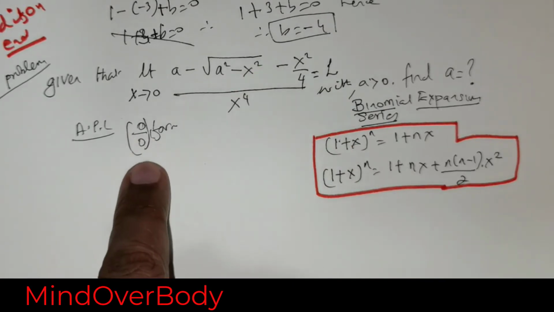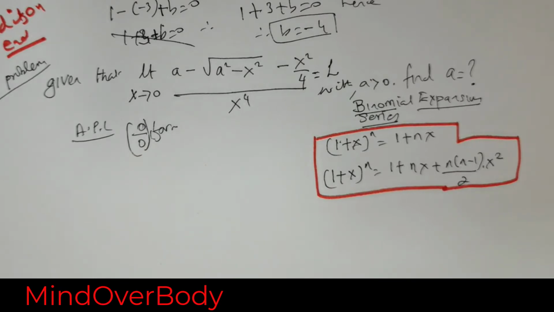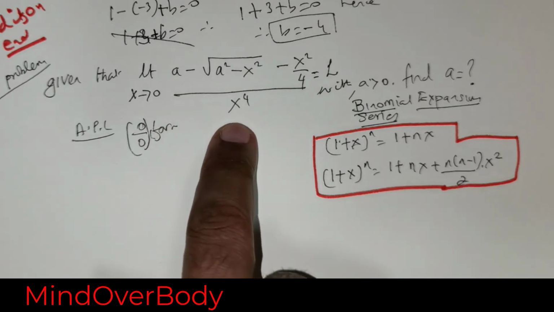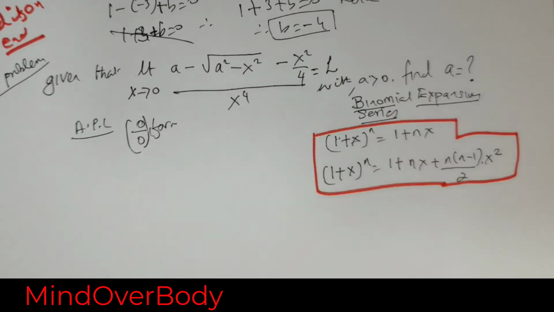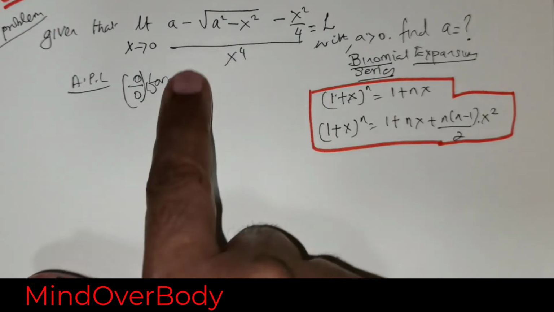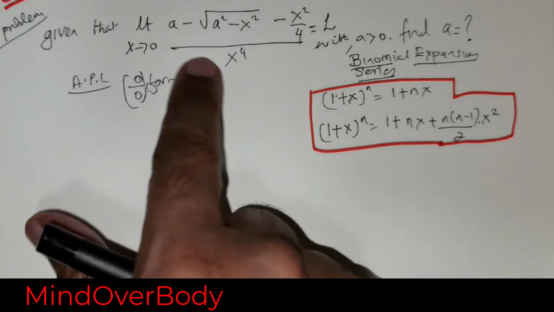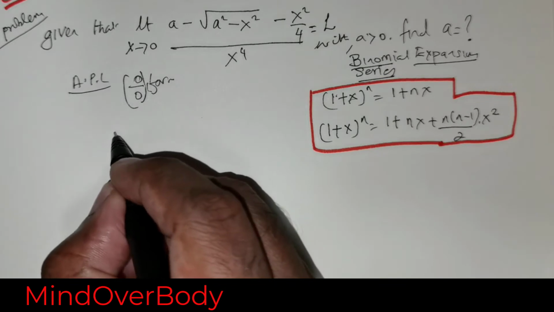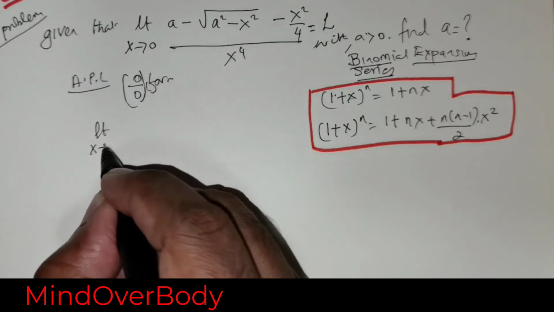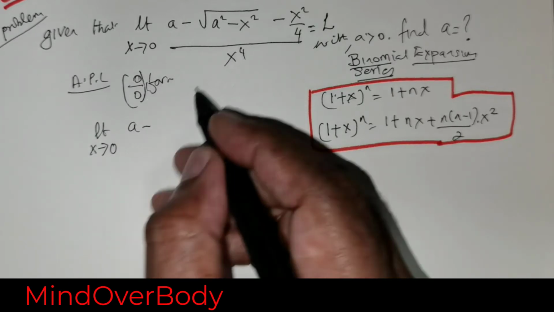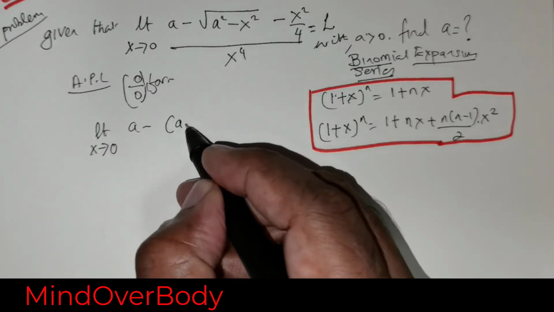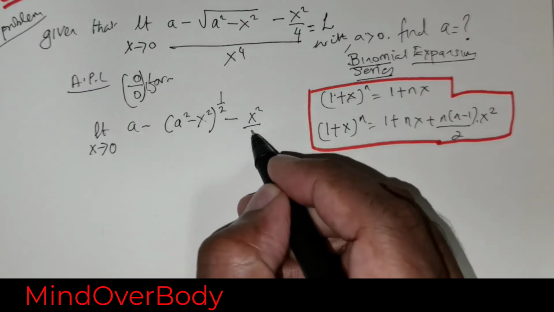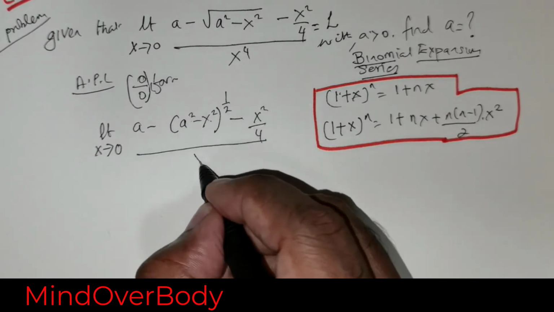Now that we have got 0 by 0 form, we have the liberty of choosing the method that we want to apply onto this function so that we can extract the limit. We would be using binomial expansion. To facilitate the application of binomial expansion, I need to do some initial manipulation. I'm going to start off by stating the limit as x tends to 0, and I'm going to rewrite (a squared minus x squared) as (a squared minus x squared) raised to the power of 1 over 2, and the entire quantity is divided by x to the power of 4.